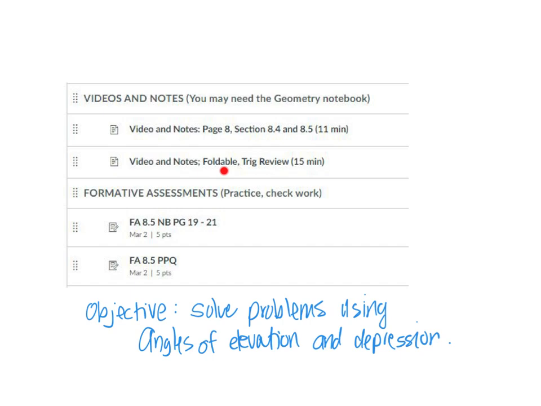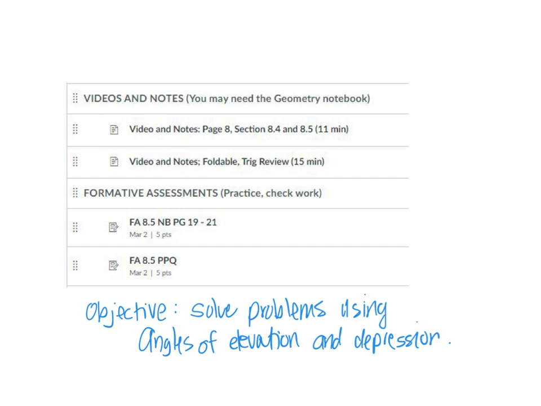Remember that the foldable comes before the chapter notes and practice problems, so it's out in the front of the section for chapter 8, and that is trig review, and then also addresses those angles of elevation and depression. First video is about 11 minutes. The second video is about 15 minutes, just for your planning purposes.